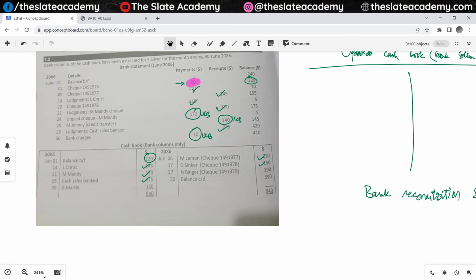So for updated cash book we said that we will start from the actual closing balance of cash book that we have, which is 390. So I will say brought down or brought forward 390. Now we will record the transactions that are there in bank statement but not in cash book. So there have been two payments.